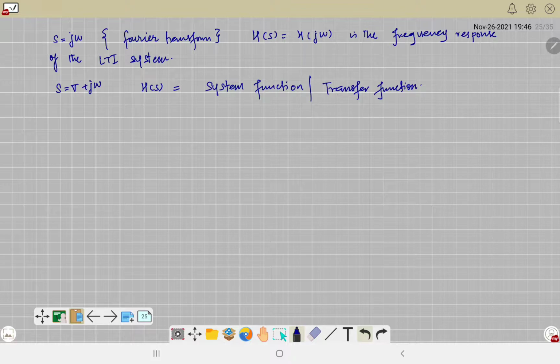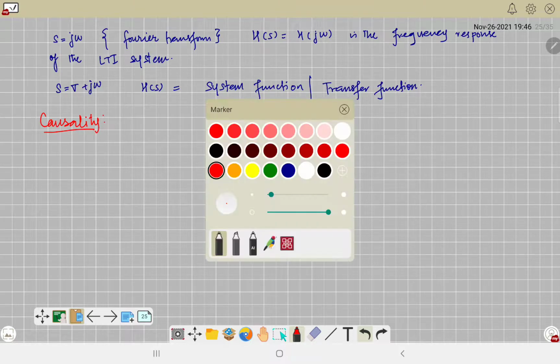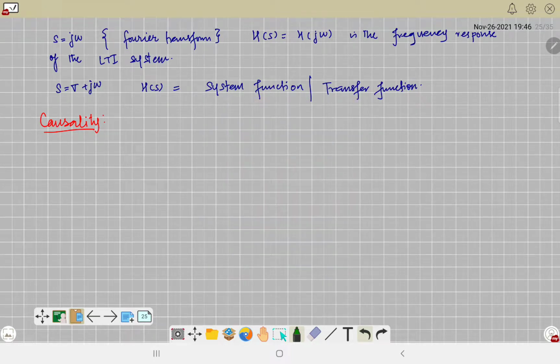If you remember, when we did the time domain, when we did the convolution integral, we expressed the system properties in terms of h of t, the impulse response. And here we will be trying to express the same properties in terms of this system function or the transfer function. Right? So let's start with one such property, the property of causality, and let's see how we can express this property for an LTI system in the S domain.